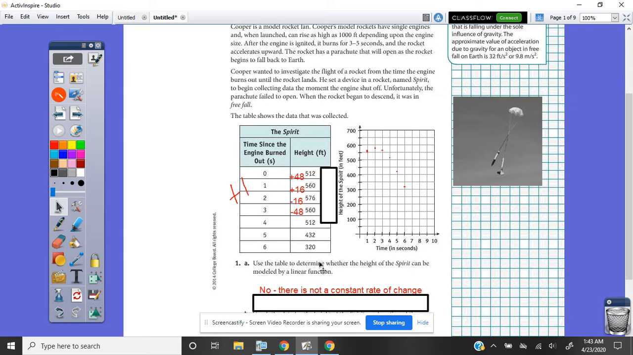Question B asks you to just plot those points. I've already done that for you. So at time 0, you're at 512 feet. At 1 second, you're at 560. 2 seconds is 576. 3 is 560, and so on.